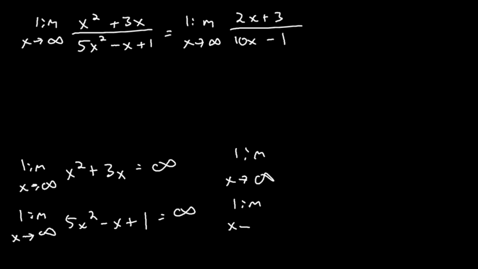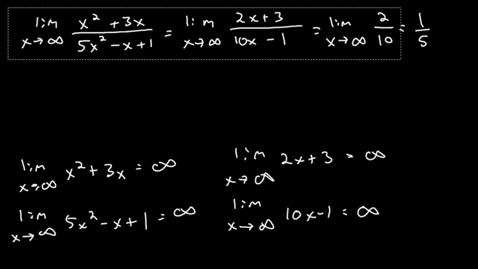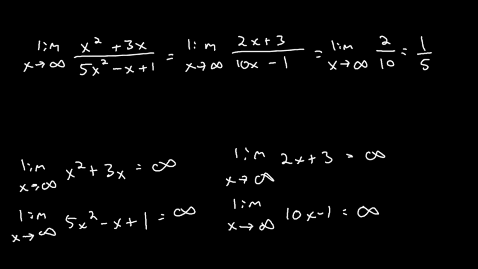As x approaches infinity, for both numerator and denominator functions, you still get infinity. So 10x minus 1, you still get infinity if you approach infinity. So we can use L'Hopital's rule again, so we find the derivative of both top and bottom. Well, that's 2 over 10. Right, just the coefficients, and this simplifies into 1 over 5. So using our previous method to find horizontal asymptotes, we got 1 over 5, and in the end, for L'Hopital's rule, we got 1 over 5 still.